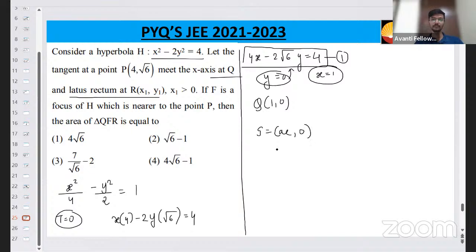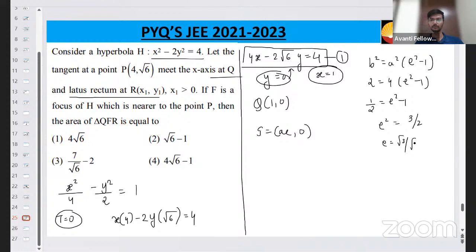ae, comma 0. So we have to get e. So let us get e here. b squared equals a squared into e squared minus 1. What is b squared? It is 2, so 2 is equal to 4 into e squared minus 1. So 1 by 2 is equal to e squared minus 1. So e squared is equal to 1 by 2 plus 1, 3 by 2. So e is root 3 by root 2. I hope I made no calculation error.